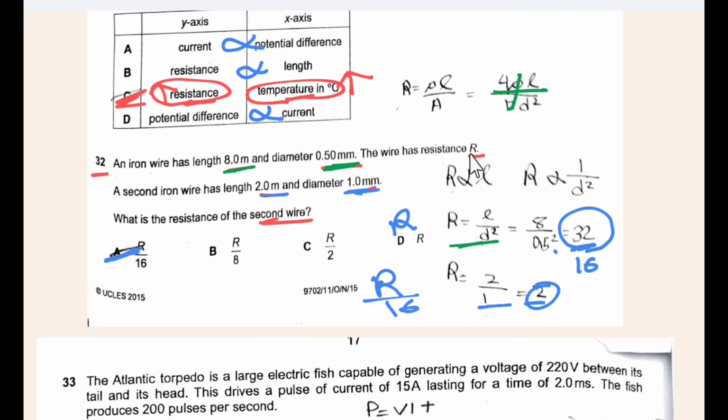As we are given that the first one's resistance is R, that means 32 is equal to R. So what would 2 be? 2 is equal to R by 32 into 2, that is R by 16. So option A is correct.